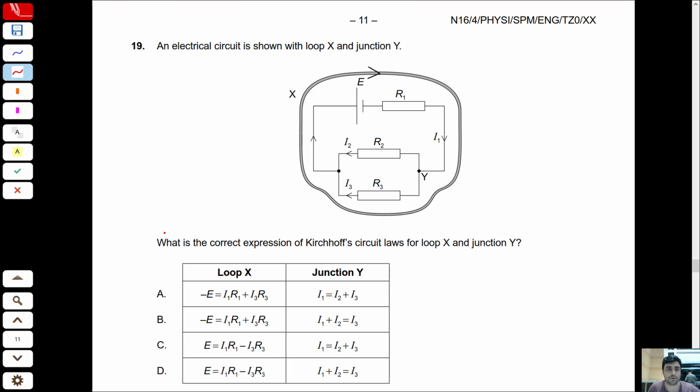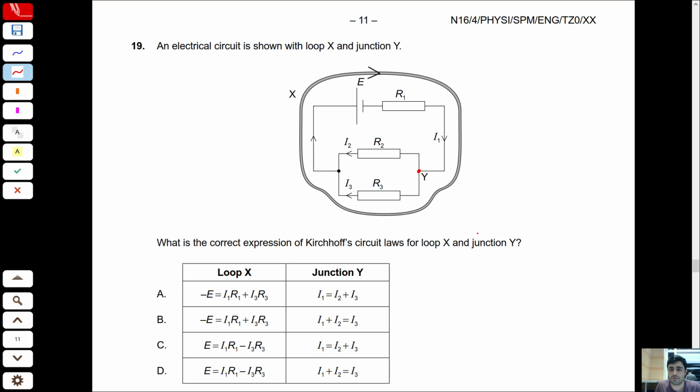Question number 19 is about Kirchhoff's laws. There are two Kirchhoff laws, Kirchhoff current law and Kirchhoff voltage law. An electrical circuit is shown with loop X and loop Y. Okay, what is the correct expression for the Kirchhoff current law for loop X and junction Y? Let's see, where is junction Y? So there's a junction Y.